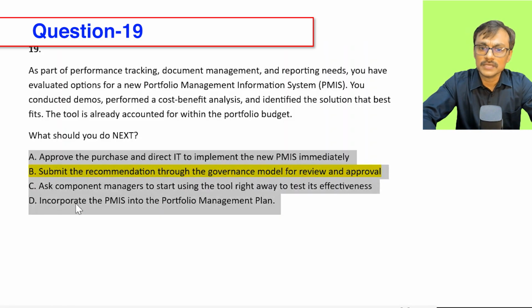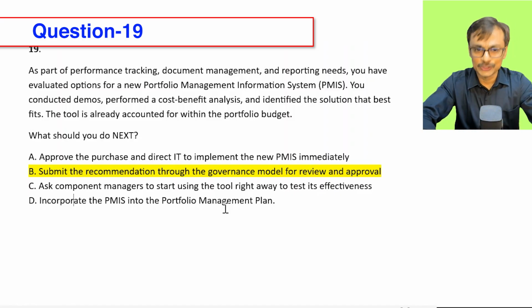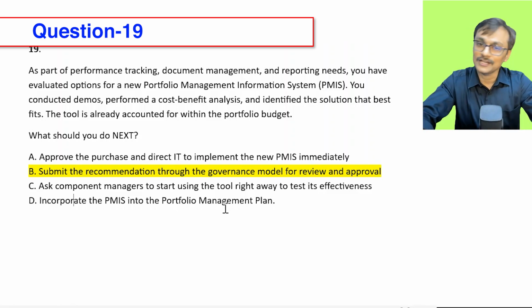Incorporate the PMIS into the portfolio management plan. You will incorporate it once it is agreed upon, once it is approved, once it is purchased. You will definitely do that, but first you need to get it. And in order to get it, you need to put a recommendation, take an approval, and then go for it. That's a mindset which helps me score above target in the governance domain.